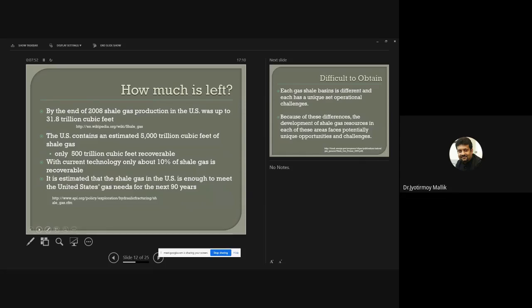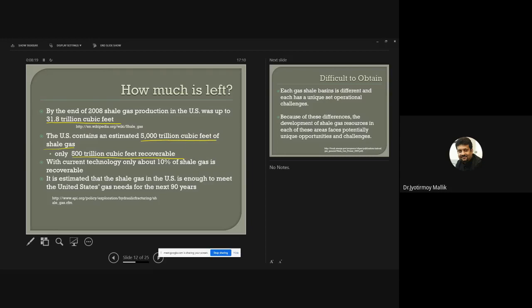Okay, now because the US is a key player, we need to know some of these statistics. By the end of 2008, shale gas production in the US was up to 31.8 trillion cubic feet. The US contains an estimated 5,000 trillion cubic feet of shale gas. Only 500 trillion cubic feet is recoverable.